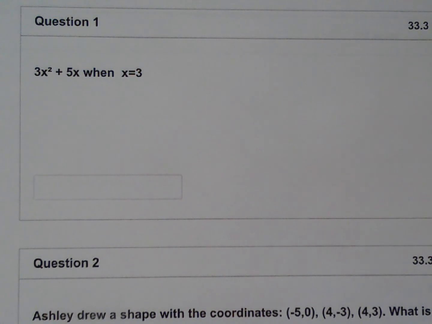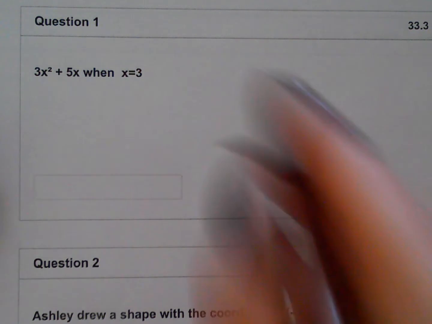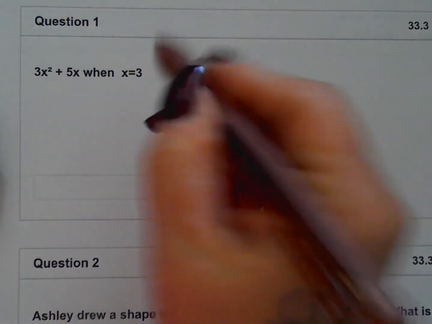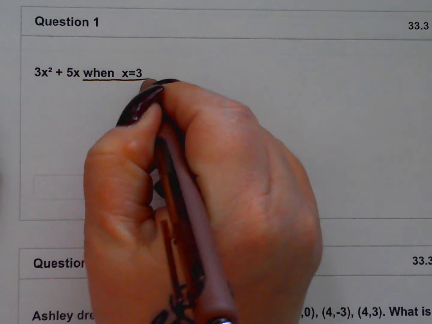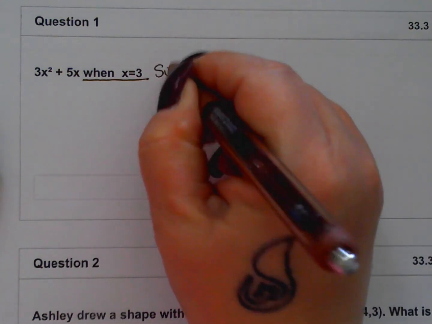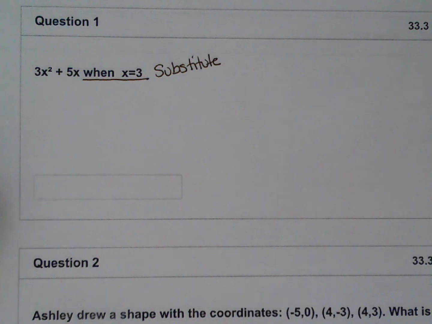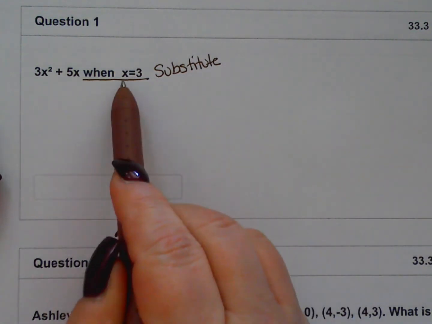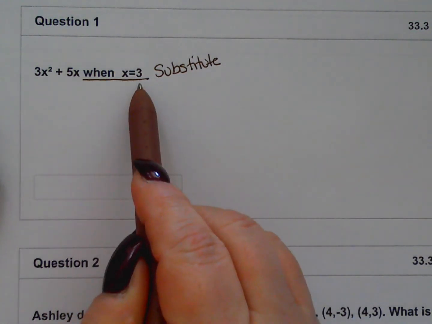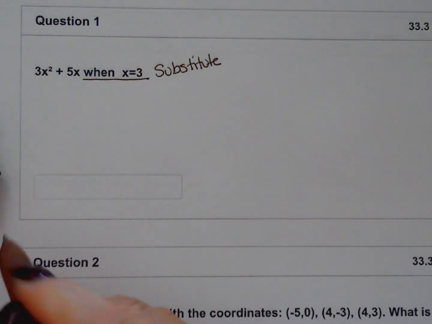So for question number 1, we have the problem 3x squared plus 5x when x equals 3. So the first thing that you should remember is that when you see this phrase, it's telling you substitute. Okay? So every time I see the x, I'm gonna substitute in a 3. So let's rewrite our problem and substitute in our 3.